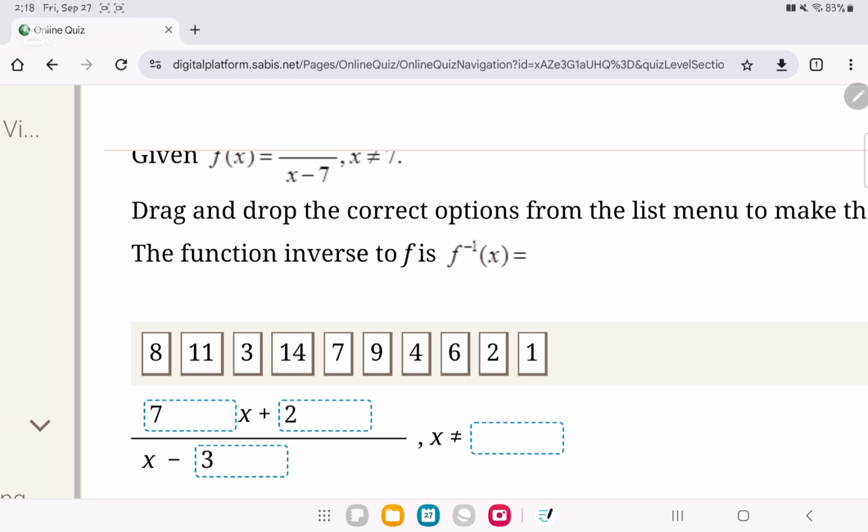And then if you're going to do the domain, you take the denominator different than 0, so x minus 3 different than 0, x different than 3. So this is our domain. This was the easy way.